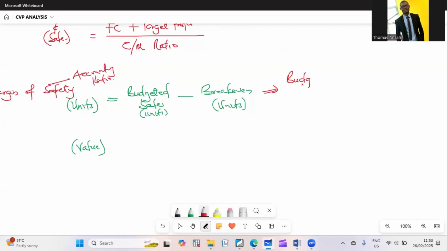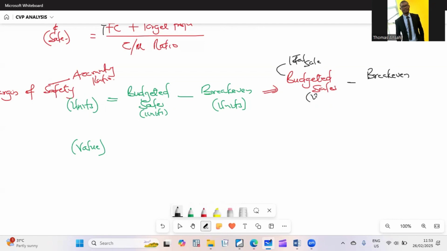So budgeted sales. And please, all these things that we are talking about, the examiner can give budgeted sales to you as what? Total sales. Be careful. Even total fixed cost, all those things. For all that you see, total fixed cost, minus the break-even.